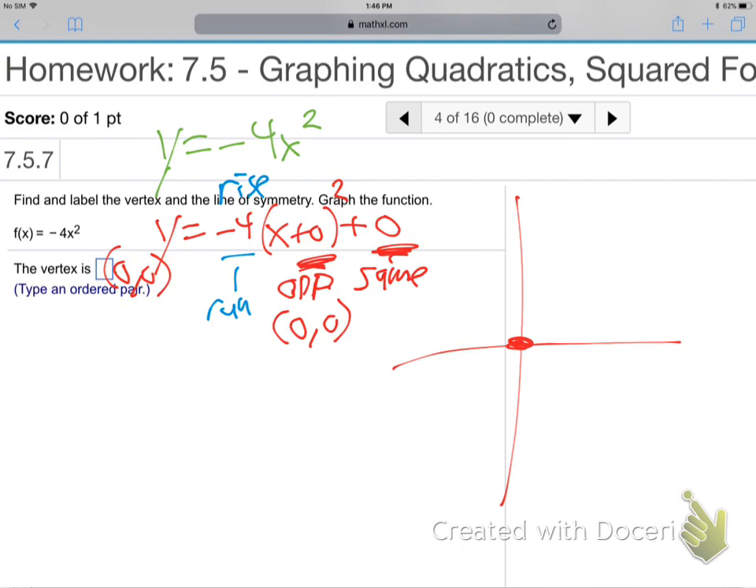So go down 4. So from the center, which is at the origin, go down 4 over 1. Down 4 over 1. And then you go the other way 1, because these things are always symmetric, aren't they? So this one's going down. Negative in the front means the U-shape's going down, huh? So the max is 0.